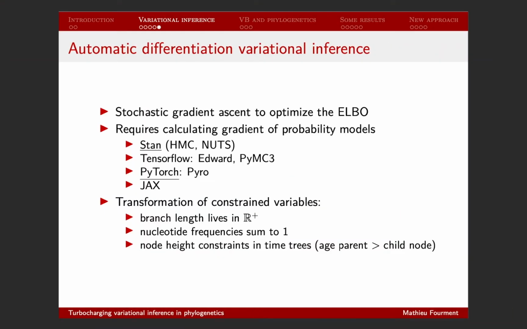So how did I do this? I used some kind of framework. It's called automatic differentiation variational inference. I use stochastic gradient ascent to optimize the ELBO. It's just a maximization algorithm. There's the word gradient, so that means we need to be able to calculate the gradient of the probability models. So that's important. In phylogenetics, for a fixed topology, it's easy to get the gradient, so that's not too bad. But you need to do it efficiently.